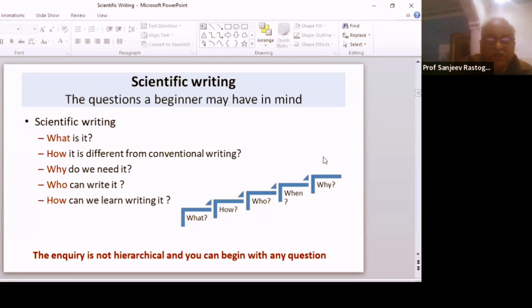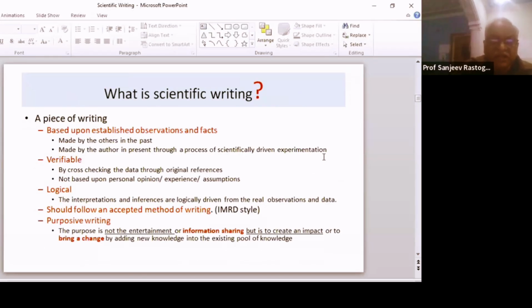While beginning scientific writing, the questions a beginner should have in mind are essential, and unless you have the answers to these questions, you should not begin writing. Before you start writing, you should ask yourself: what is scientific writing, how is it different from conventional writing, why do we need it, who can write it, and how can we learn writing it? We are going to find the answers to all these questions in the coming few slides. So what is scientific writing?